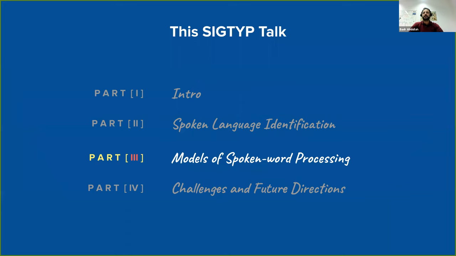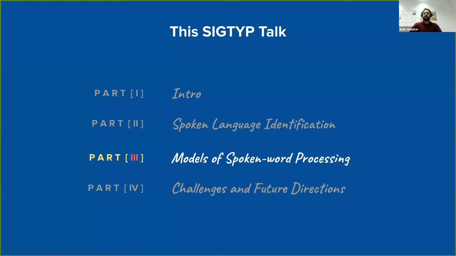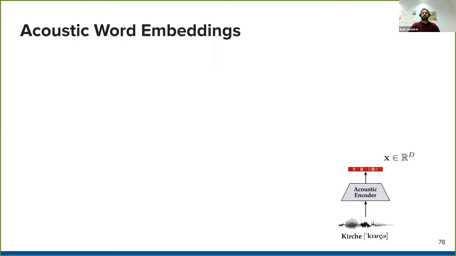In this part, I'll talk about another case study that we have done with analyzing models of spoken word processing. There is a family of models in speech technology that produce what some people call acoustic word embeddings. This is different to the embeddings that I've introduced in the first part. These embeddings do not correspond to languages, but to spoken words. If we start with one spoken word, we would have an acoustic encoder, which could be a deep neural network, and it would project the spoken word into an embedding. The spoken word could be of any length, and the embedding would be of a fixed dimensionality.